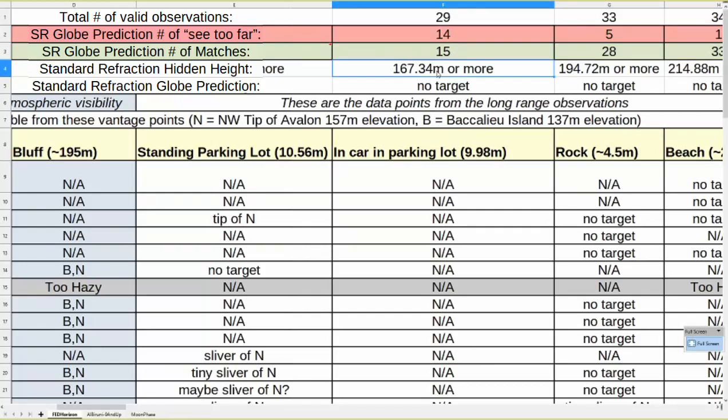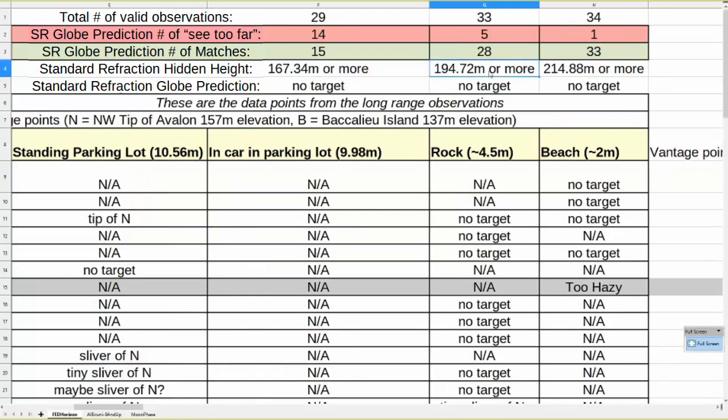Sometimes refraction lets you see a little bit farther, sometimes it doesn't quite let you see as far, so it makes sense that it's about half and half. Then as we go down in elevation, where the predicted hidden height is 194, 28 days we matched the predictions, and 5 days we did not. And then from the very lowest elevation, about 2 meters, standing at the shore, we had 33 observations agreeing with the prediction of a globe with standard refraction, and one, day 30, did not agree with the globe prediction with standard refraction.